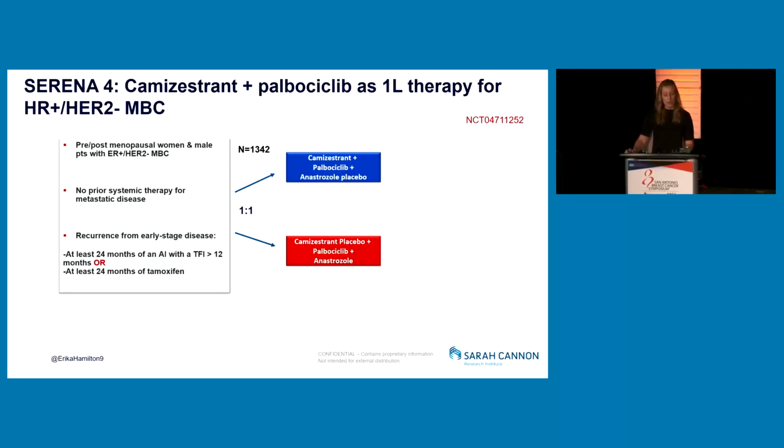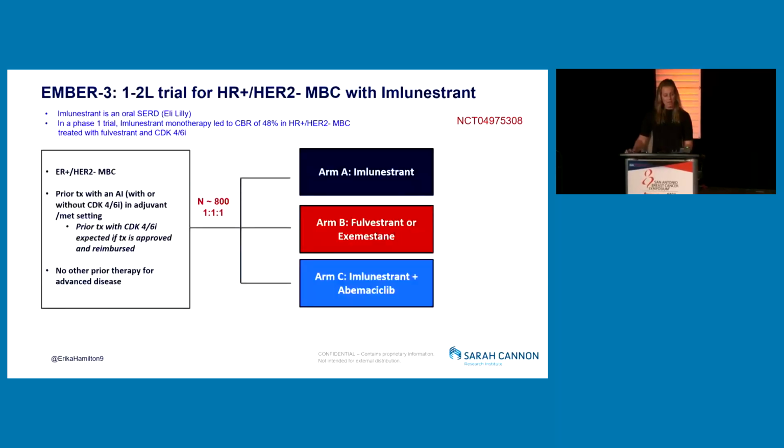This is a relatively straightforward trial, 1-to-1, camizestrant with palbociclib and an anastrozole placebo, or an anastrozole palbociclib with camizestrant placebo. We also have a similar trial, EMBER-3, but this is actually a first and second line trial, and it's intended for patients that have already been on an aromatase inhibitor. And so you see three arms here. The vast majority of patients in the United States, for example, or where CDK will be approved, probably will have already had a CDK with their aromatase inhibitor, but they do allow patients that relapsed quickly as well.